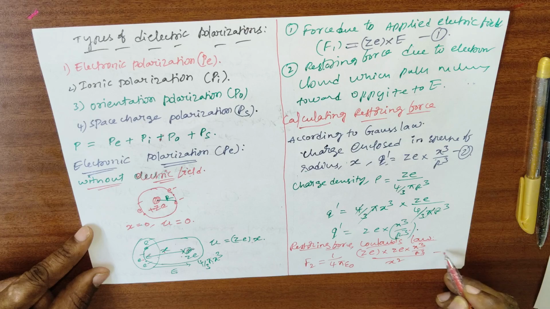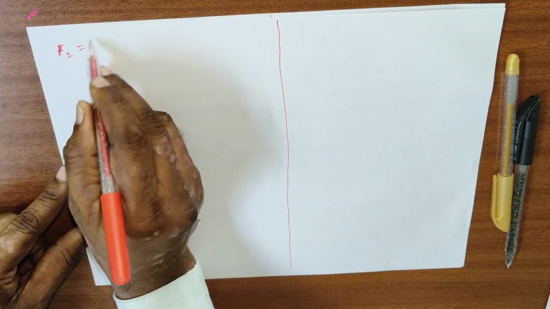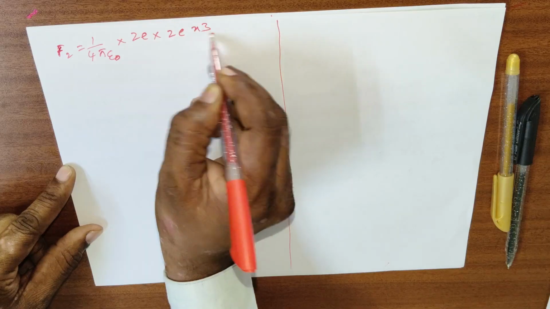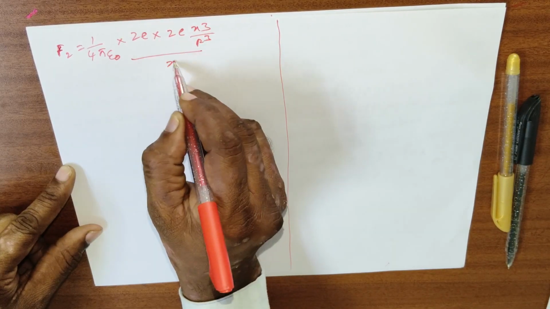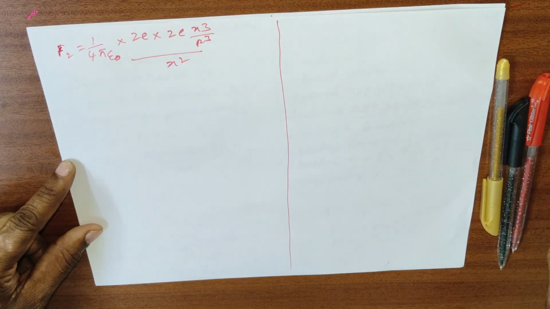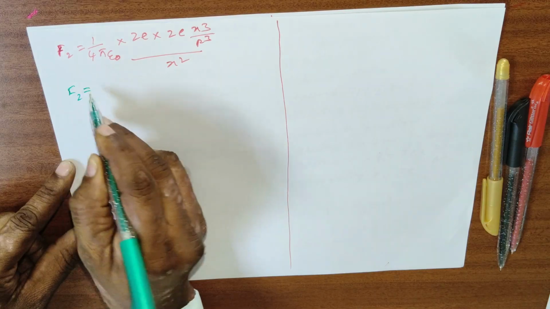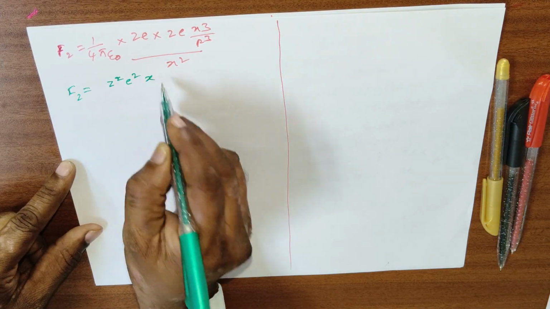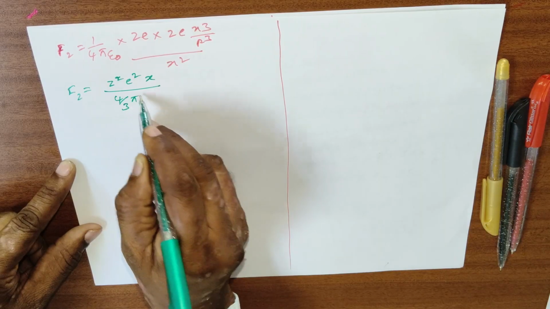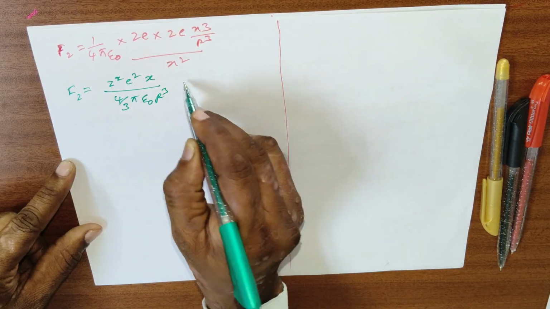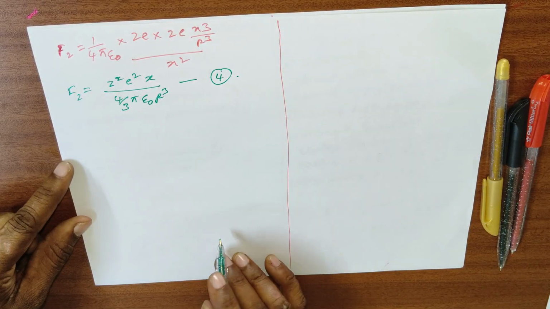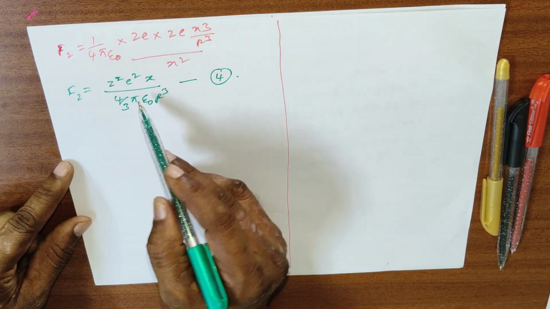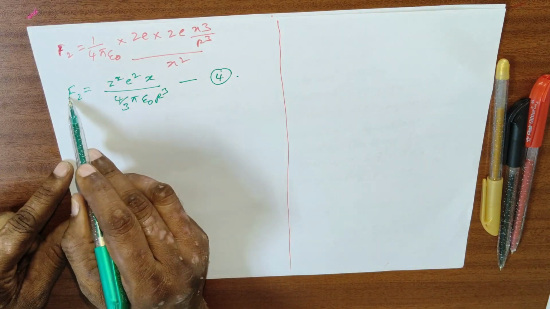This is equation number 3. That is F2 equal to 1 by 4 pi epsilon naught, ZE into Z x cube by R cube divided by x square. Then F2 becomes, upon solving, the restoring force F2 equal to Z square E square x divided by 4 by 3 pi epsilon naught R cube. This is equation number 4. This force acts in the direction opposing the displacement. It is a restoring force like a spring force.